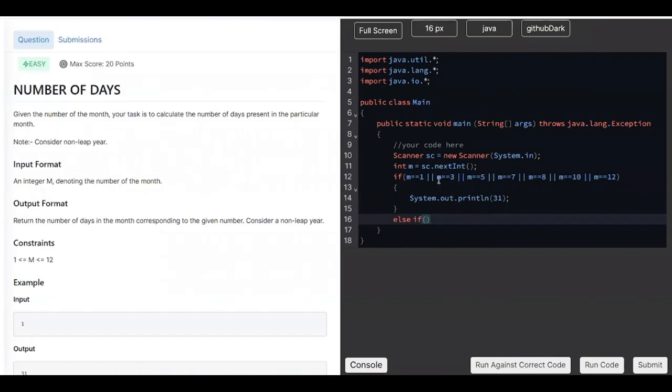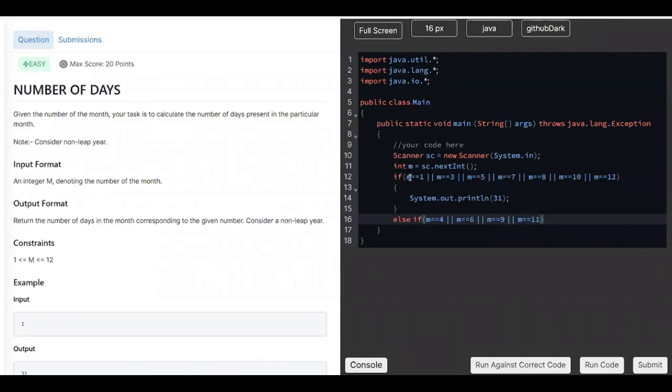Because if the month would have been of 31 days now, this if condition would have become true and we would have entered and printed 31. So when I have come to this else if, I know that the 31 days possibility has been ruled out. Okay. Now, else if. So now let us check for 30 days. So I check else if m equal to 4, or m equal to 6, or m equal to 9, or m equal to 11.